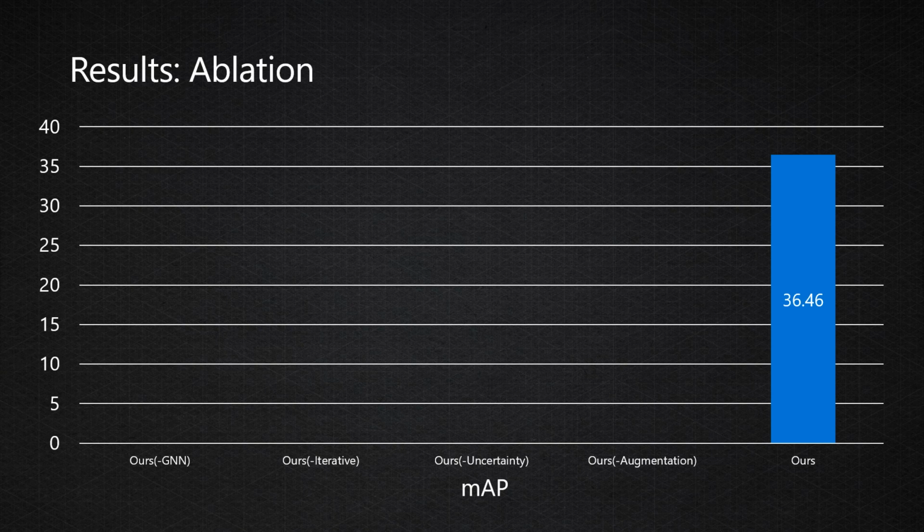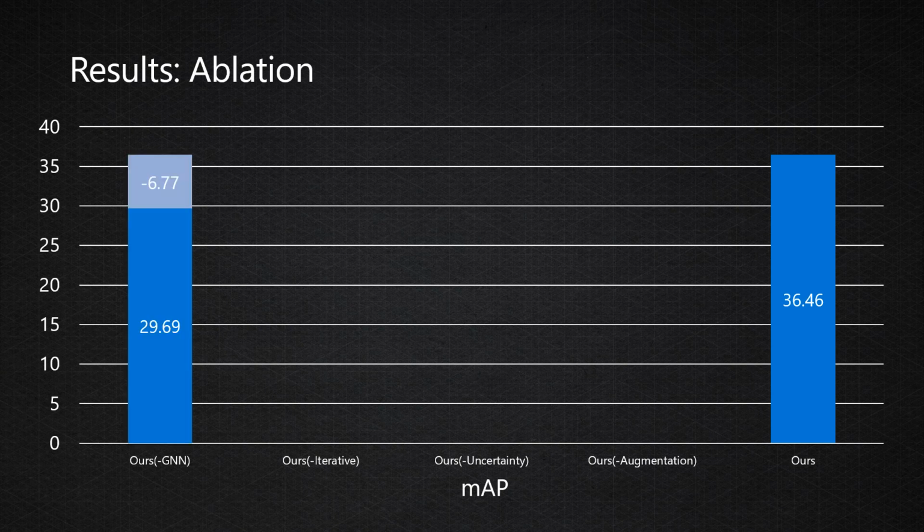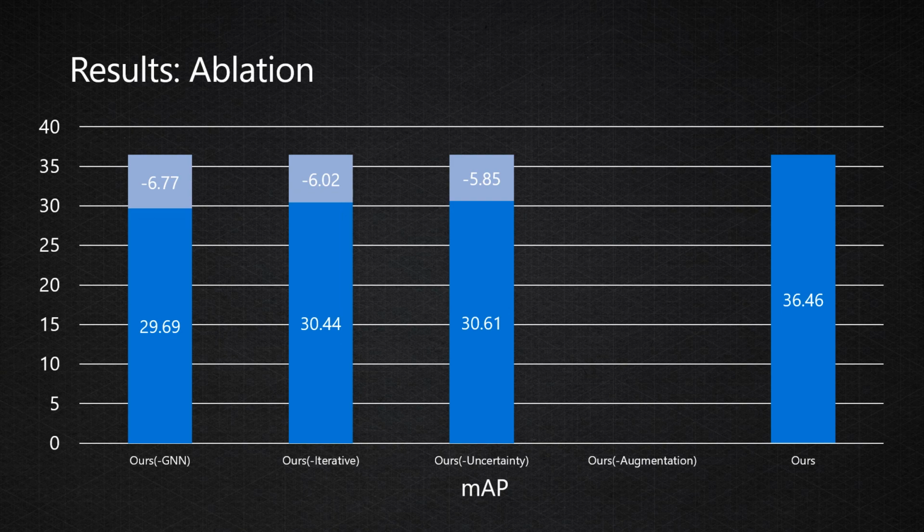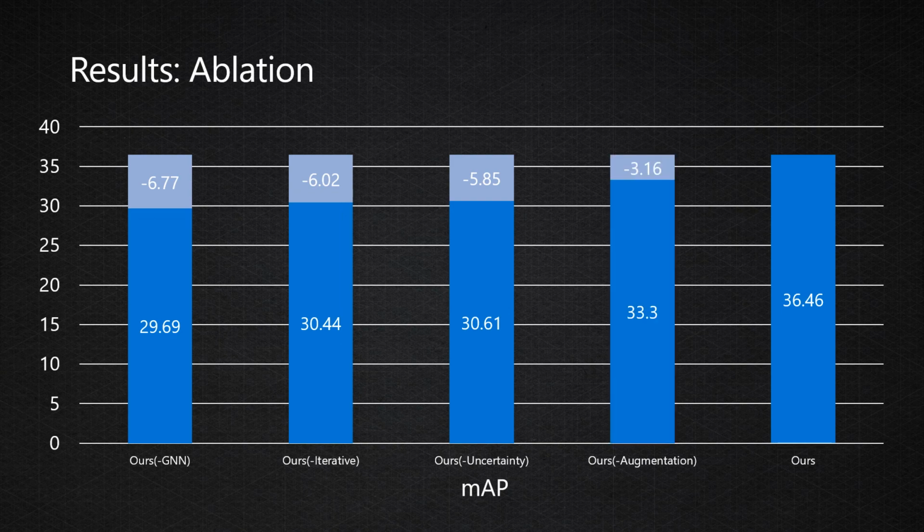Instead of using our proposed temporal graph neural networks, we adopt a 3D multi-object tracker to reason about the spatial temporal information. This shows the effectiveness of our proposed temporal graph neural network. Without iteratively training the student and the teacher, our method degrades a lot since the teacher is not improved. We also show uncertainty weights are important to our method as they prevent the student from learning from incorrect pseudo-labels. Finally, we show the effectiveness of our proposed data augmentation to prevent the temporal graph neural network from overfitting.